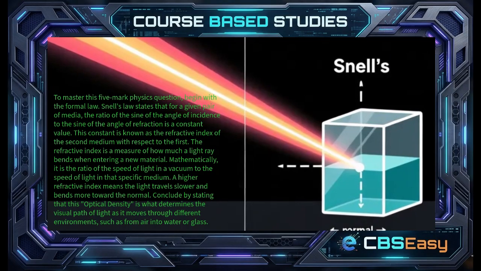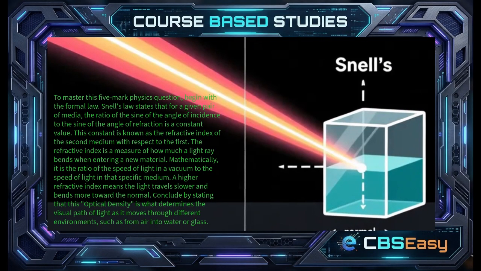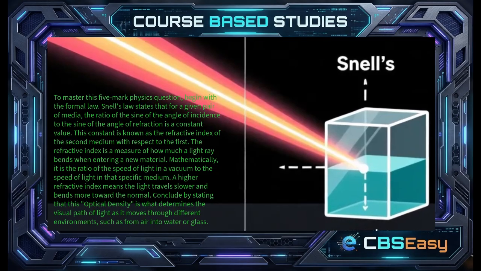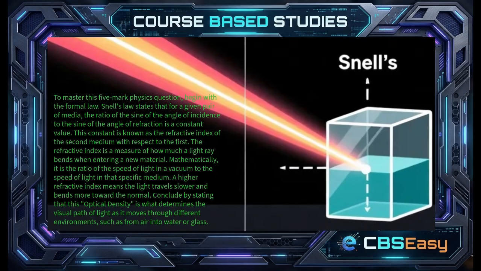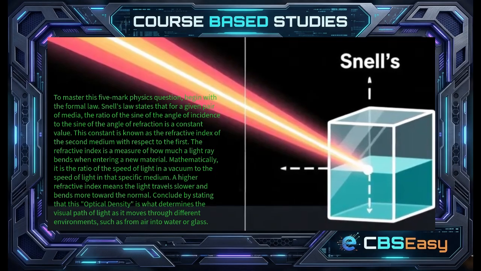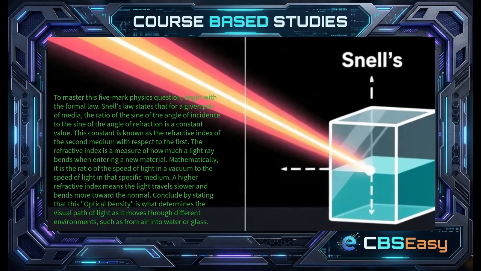Snell's law states that for a given pair of media, the ratio of the sine of the angle of incidence to the sine of the angle of refraction is a constant value. This constant is known as the refractive index of the second medium with respect to the first. The refractive index is a measure of how much a light ray bends when entering a new material.